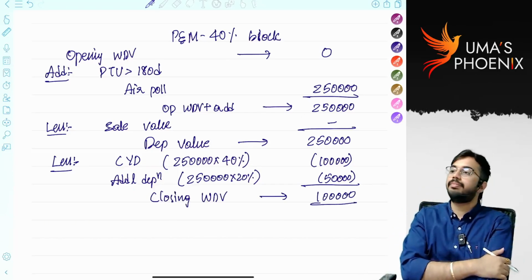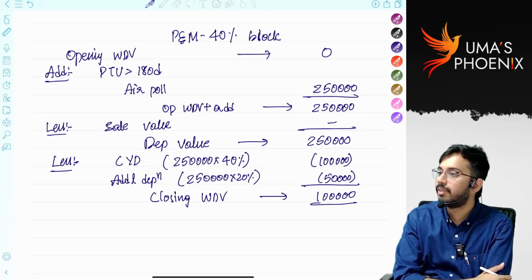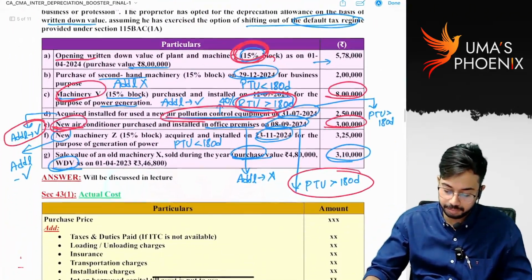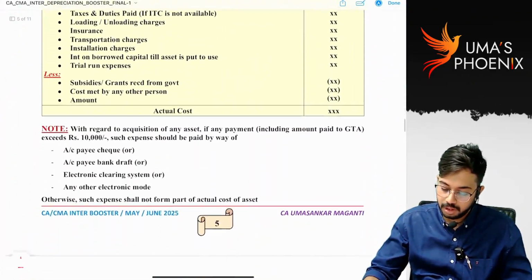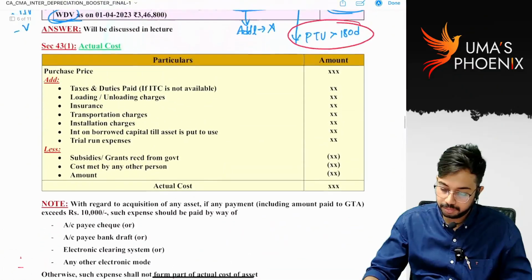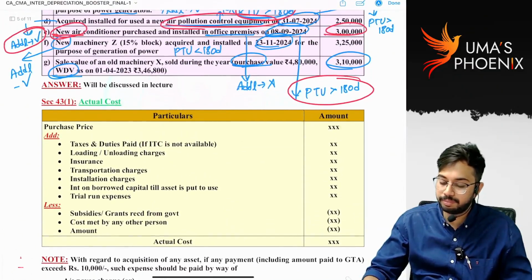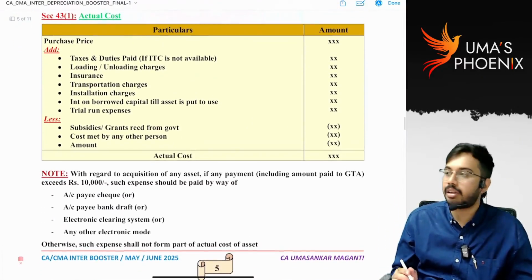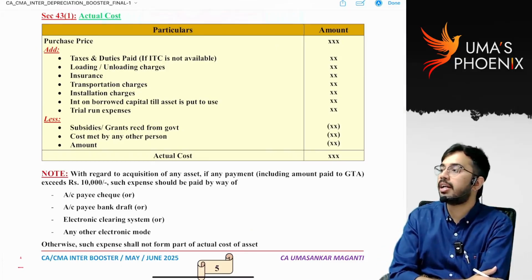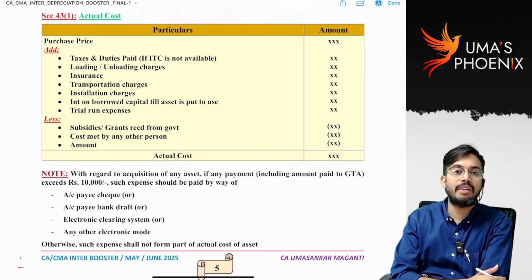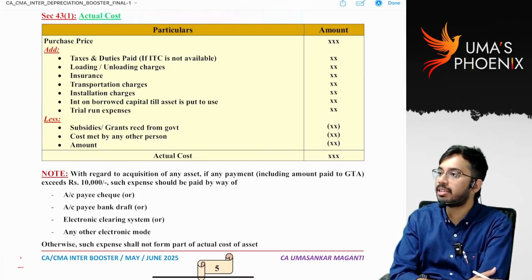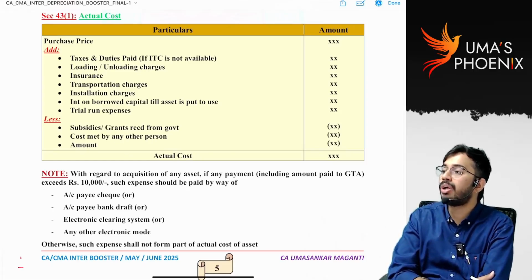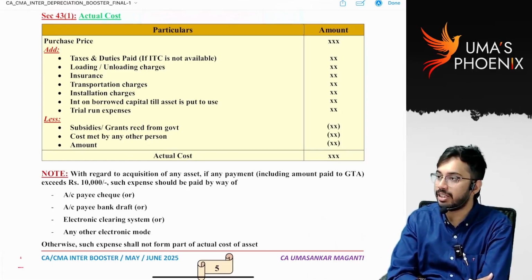Is it clear, everybody? Shall we go ahead? Now let us discuss actual cost. Sir, you are telling additions are classified into two types: put to use greater than 180 days and put to use less than 180 days, and the cost is given in the question. We are taking that cost. But how to calculate the actual cost of additions?